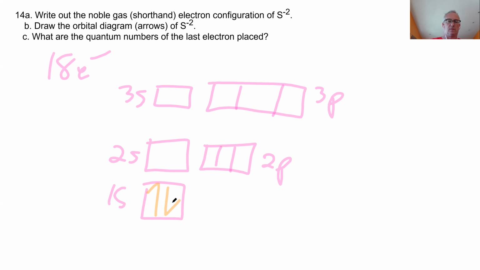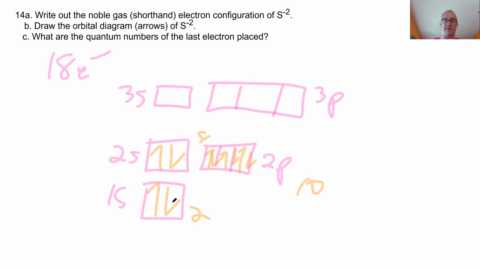2s. Up. And down. Then? And 1 down. Now what about 2p? How do I put them in there? 3 ups, then 3 downs. Yep. 1, 2, 3, 4, 5, 6. So now I've got a total of 2, 8. I've got 10, and I need 8 more.